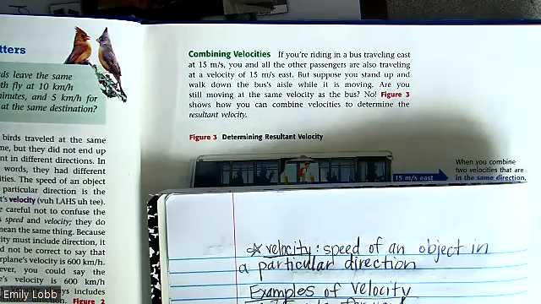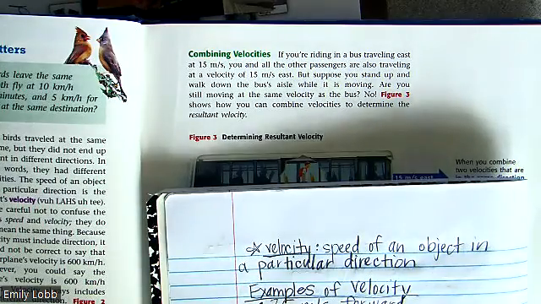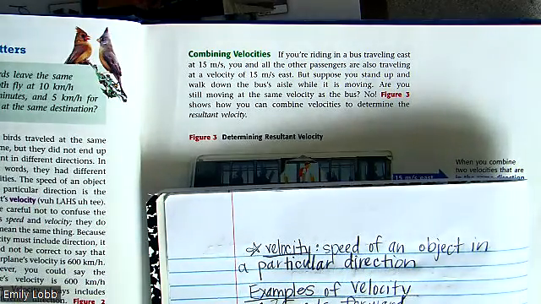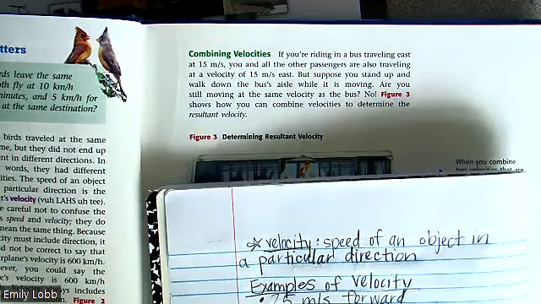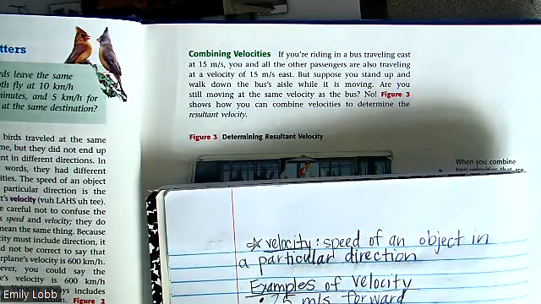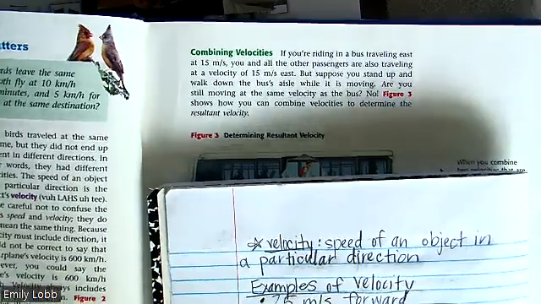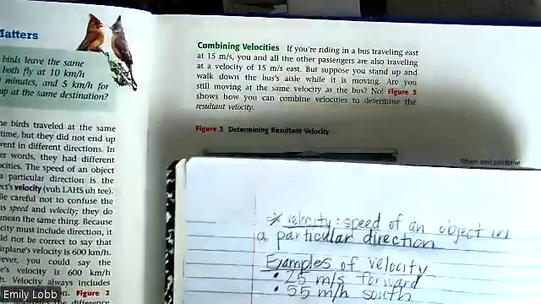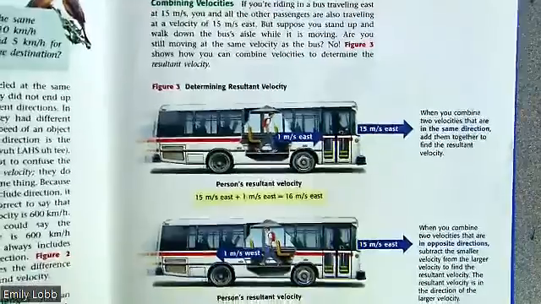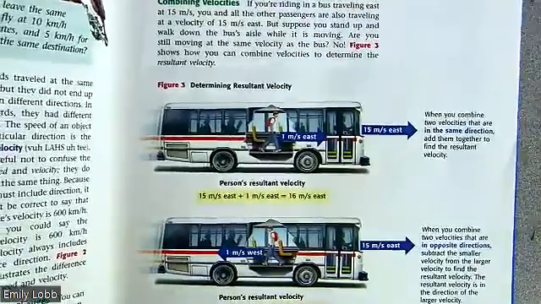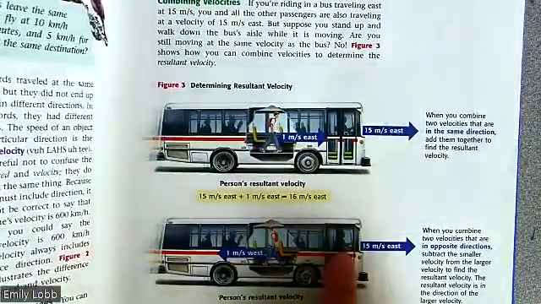But suppose you stand up and walk down the bus's aisle while it is moving. Are you still moving at the same velocity as the bus? Figure 3 shows how you can combine velocities to determine the resultant velocity. All right, so look, here's figure 3, determining resultant velocity.